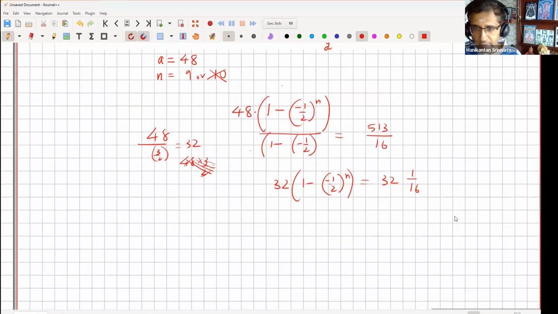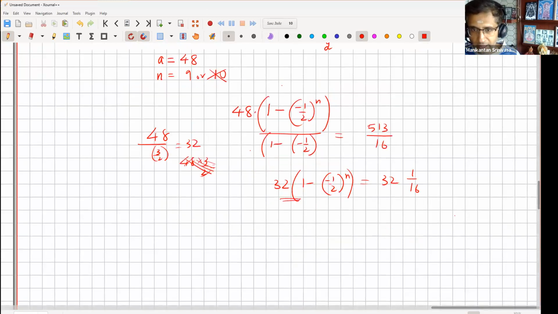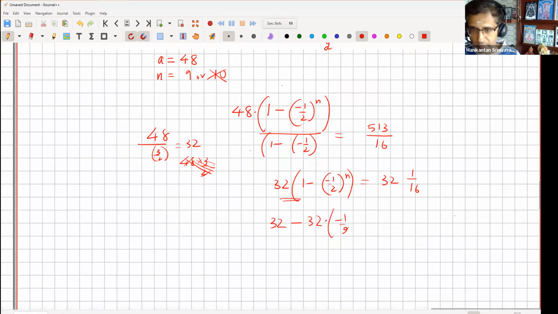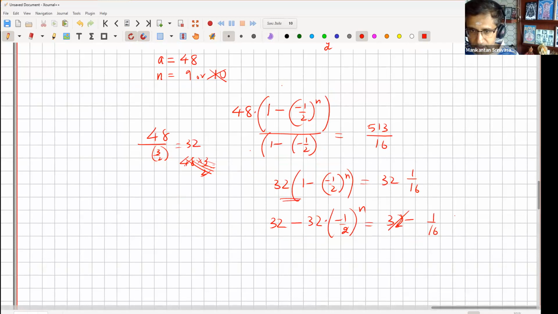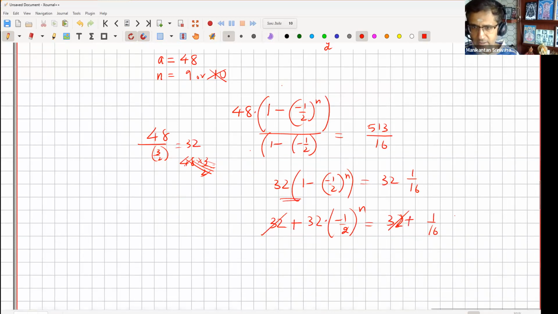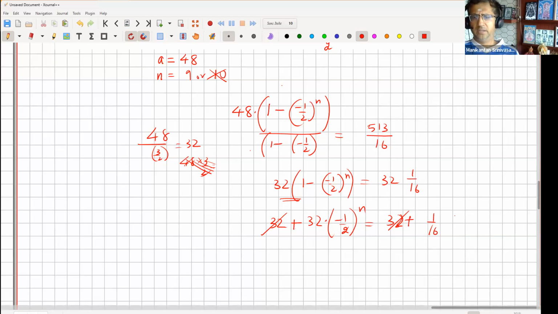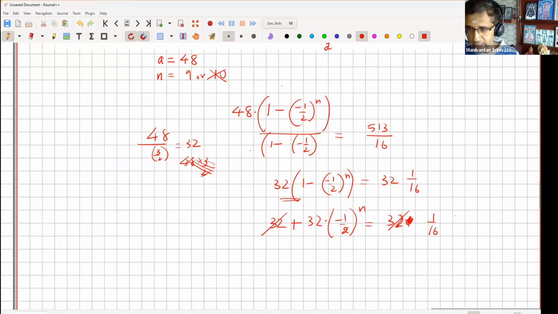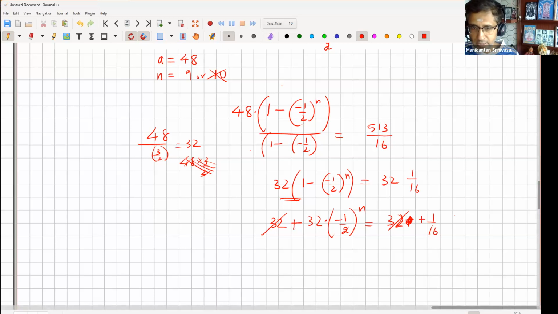And then this 32, when I take it outside the bracket, it becomes easy, right? So 32 minus 32 into minus 1 by 2 power n equal to 32 minus 1 by 16. So this makes it easy. The 32 I can knock off this 32 and this 32. And then I put the plus sign here and plus sign here. Am I right? So sorry, it was indeed plus. So this stays minus. Sorry, guys, it's very messy what I've written, but you guys have it, right?